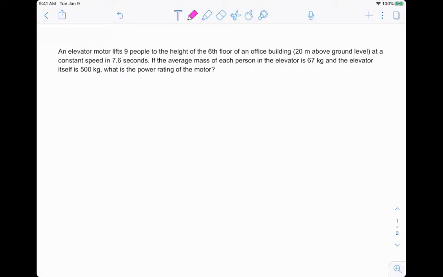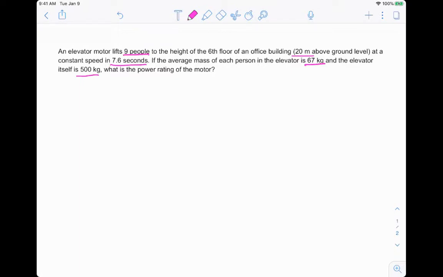Okay, so I just wanted to go through an example problem with you guys, just to show what I expect when you're doing these problems. So we have an elevator motor lifts 9 people to the height of the 6th floor of an office building, which is 20 meters above ground level at a constant speed in 7.6 seconds. If the average mass of each person in the elevator is 67 kilograms and the elevator itself is 500 kilograms, what is the power rating of the motor?